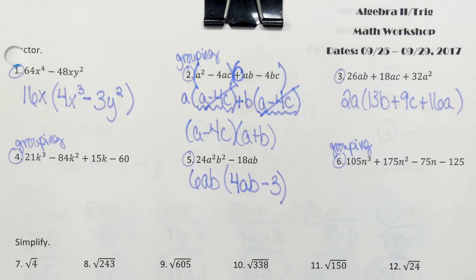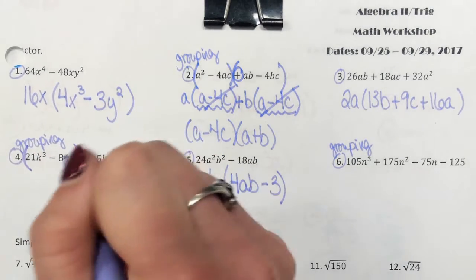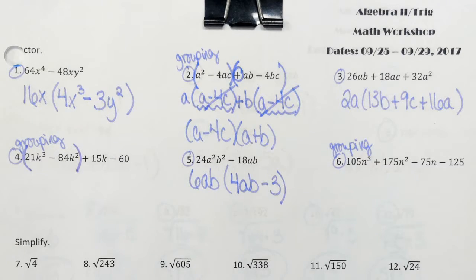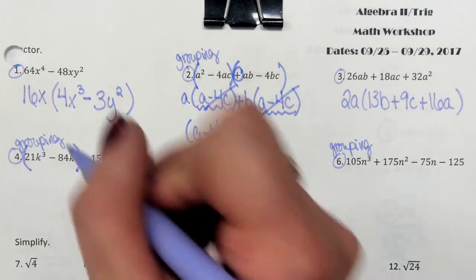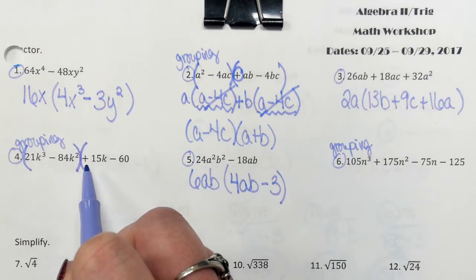All right, number 4 has 4 terms, right? So you're going to group the first 2 together. All right, and then I'm going to put my second parentheses to include that plus sign right there, okay?